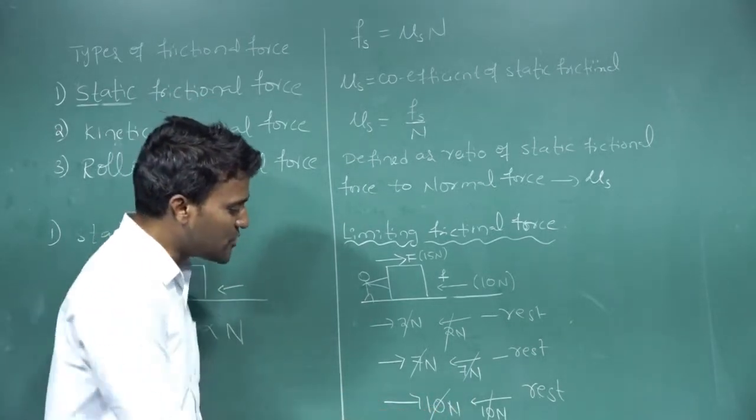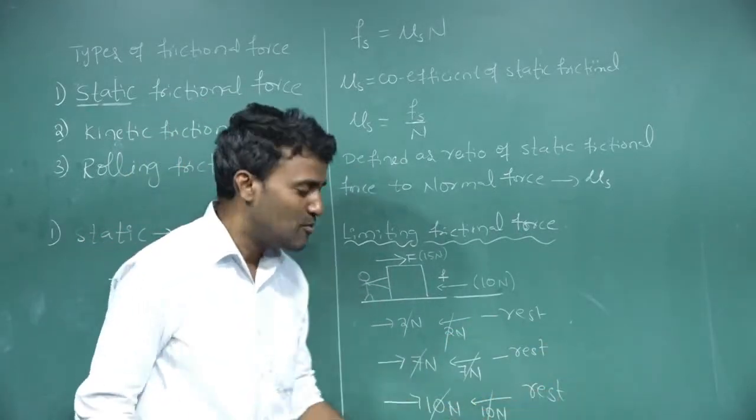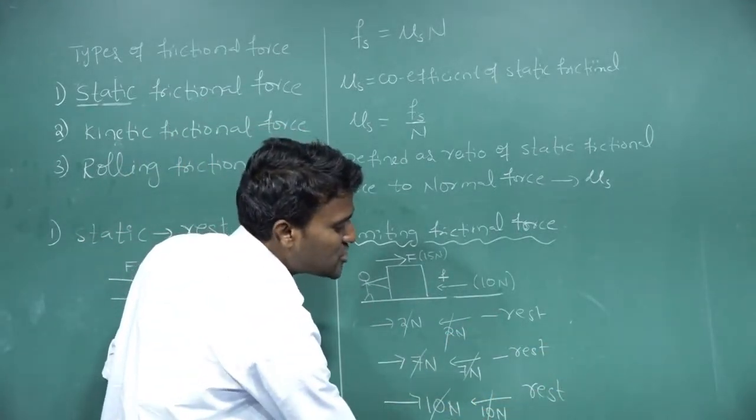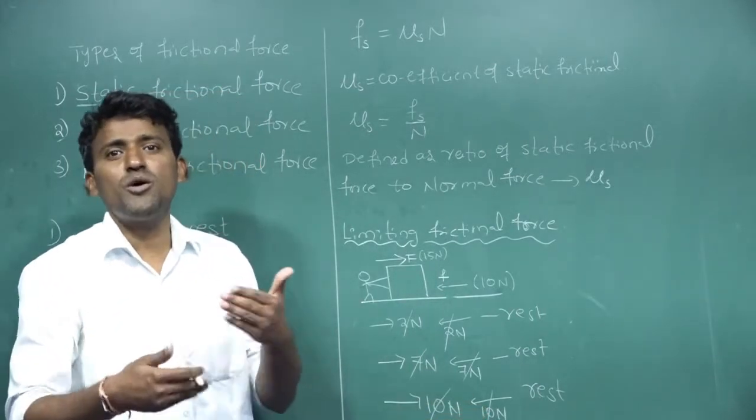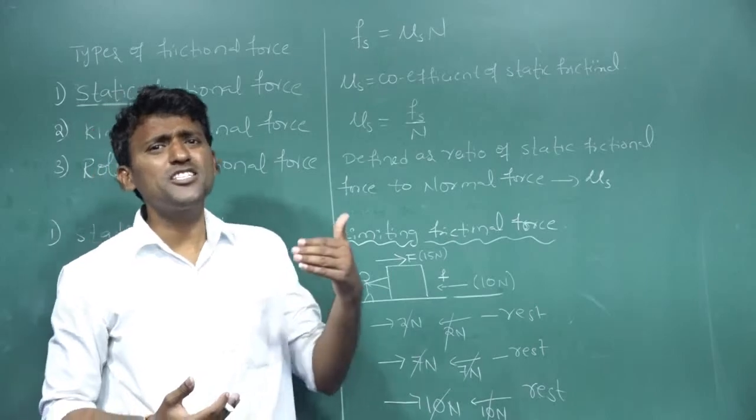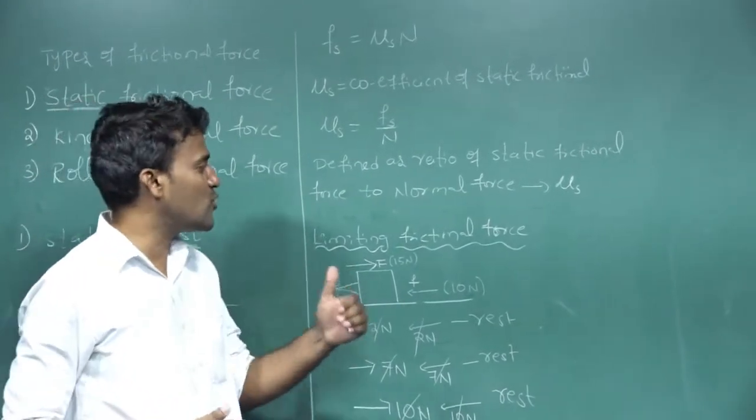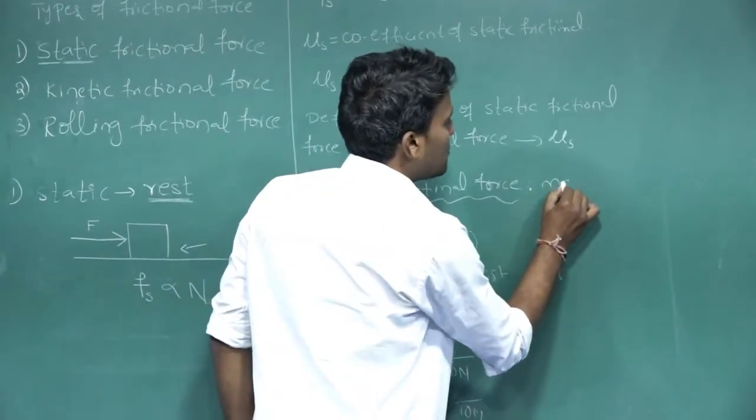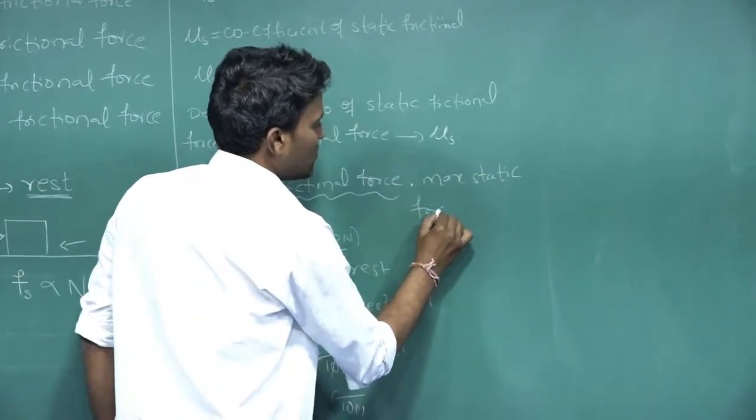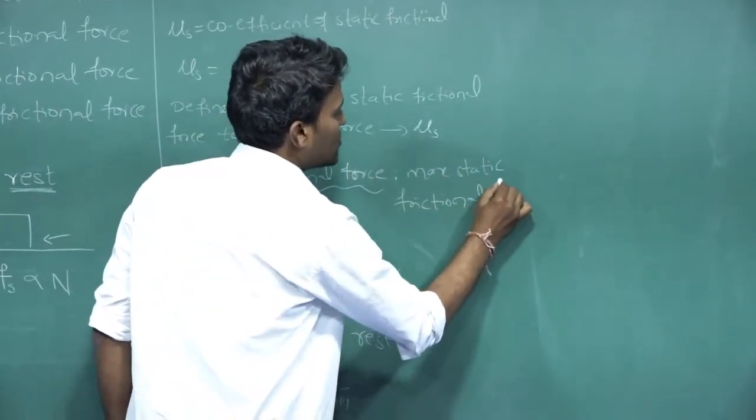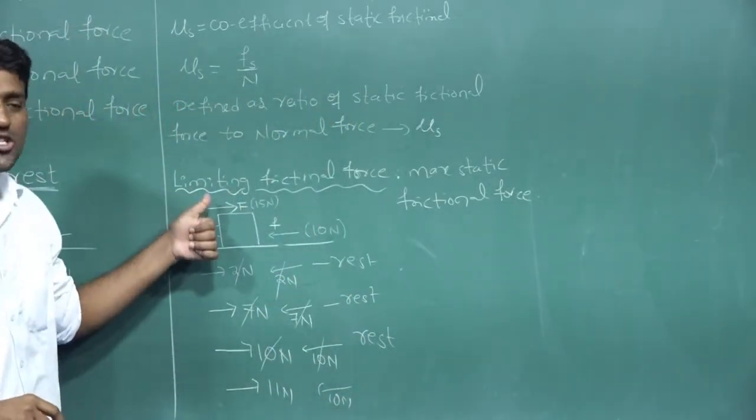Then after, if you apply 11 newtons force, the block is not at rest, because friction can apply only 10 newtons. So this maximum opposing force is there. That maximum opposing force, the maximum static frictional force, we call the limiting frictional force.